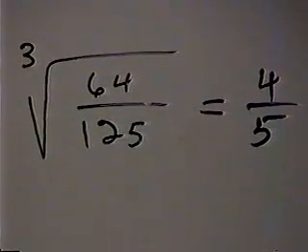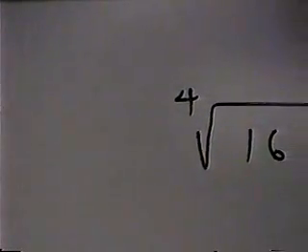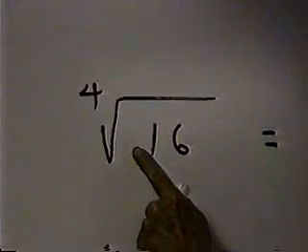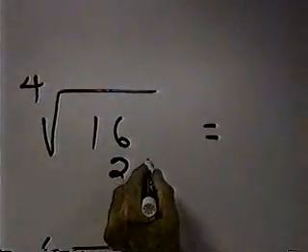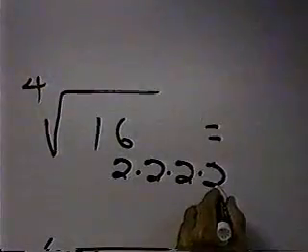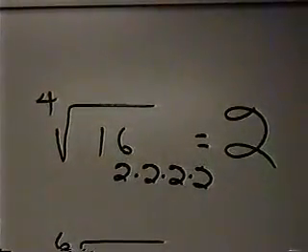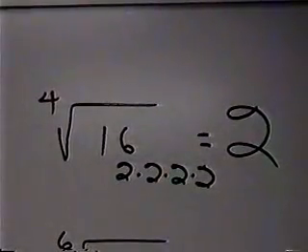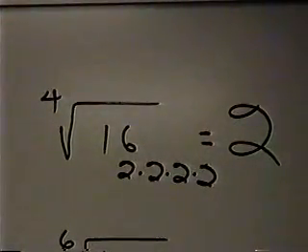All right, let's look at some more examples, different powers. Here we have the fourth root. What do we try? 2 times 2 times 2 times 2. It checks, so that's the answer. If it had not worked, you try 3 times 3 times 3 times another 3.